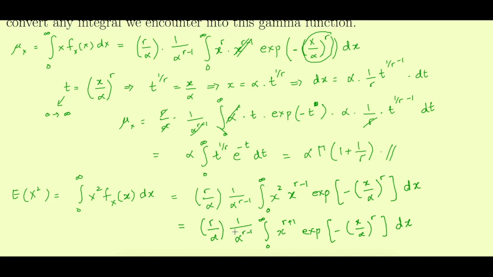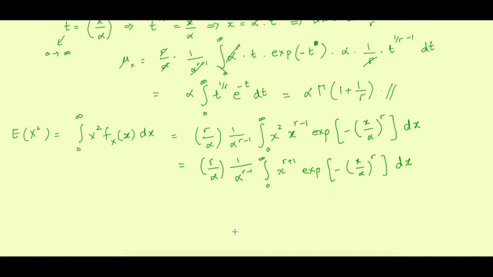Okay, now again we use exactly the same substitution. So we say t is equal to x over alpha to the r. So then this means that x is equal to alpha times t to the 1 over r. So this means that dx is equal to alpha times 1 over r times t to the 1 over r minus 1 dt, and then the limits of t are also 0 to infinity.